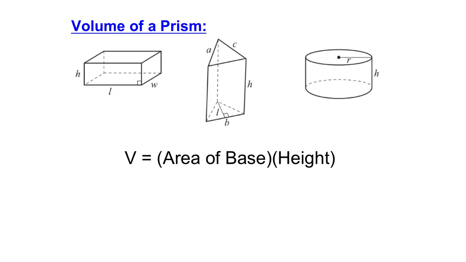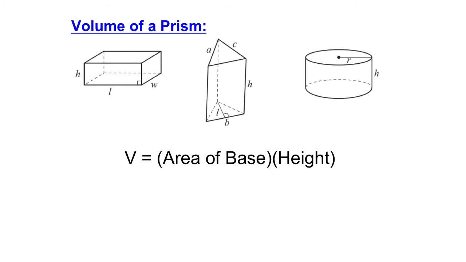To calculate the volume of a prism, you just need to know the area of that base multiplied by the height of the prism. So if this rectangular prism has a base with length and width, the area of that base is length times width, and then I multiply by the height. So length times width times height is the volume of a rectangular prism.